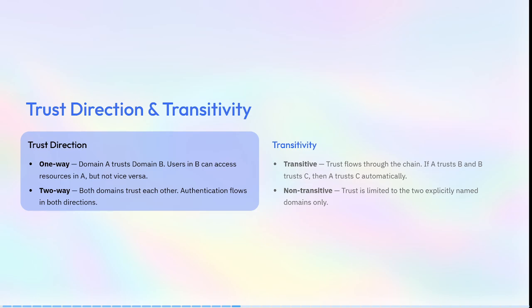Transitive trust flows through the chain. If A trusts B and B trusts C, then A trusts C automatically. It is a three-way, like trust flows through a chain, like A, B, C. A trusts B, B trusts C, means C trusts A. Non-transitive trust is limited to the two explicitly named domains only. So it is strictly between these two domains. This is limited to two explicitly named domains only.